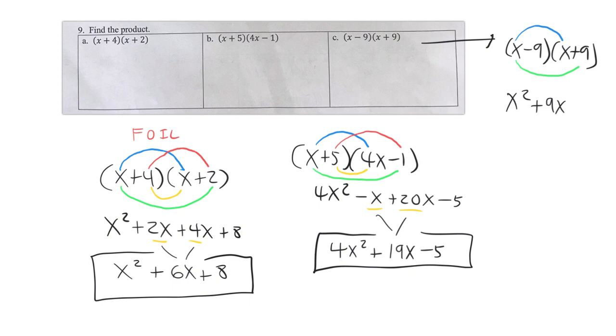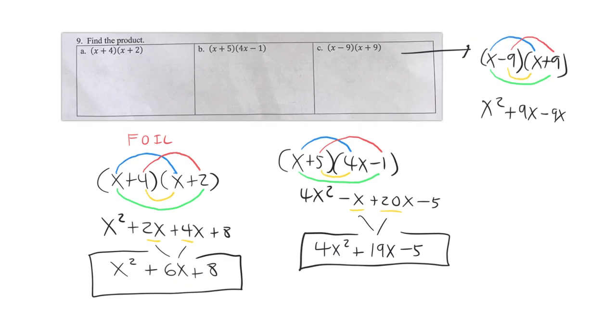The I stands for inside, so we're going to multiply this negative 9 times this x right there. So that's going to be negative 9x. And then finally, the L stands for last, so it's going to be the last term of the first parentheses times the last term of the second parentheses. Negative 9 times positive 9 is negative 81.